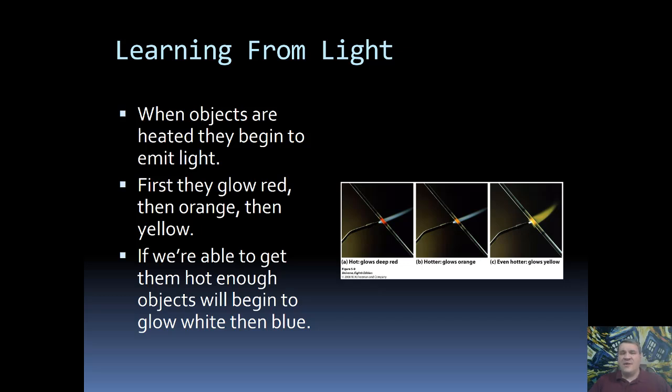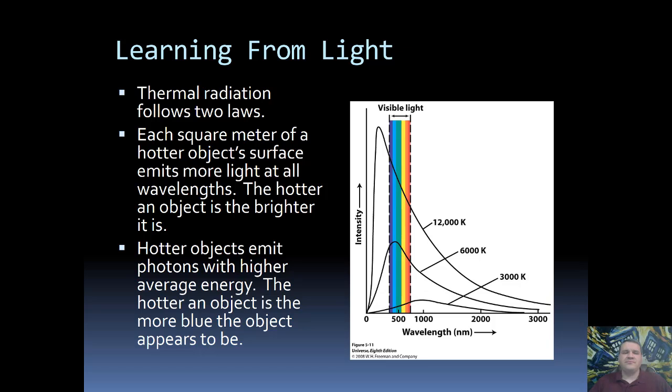As this thing continues to heat up, it'll transition from red to orange, from orange to yellow, from yellow to white, and then from white to blue. So blue is actually the hottest color. And if you remember back when we were talking about the different wavelengths and energies of light, blue light has the shortest wavelengths and highest energies.